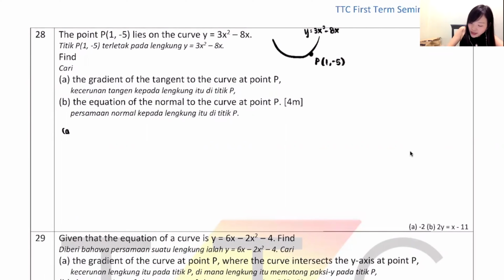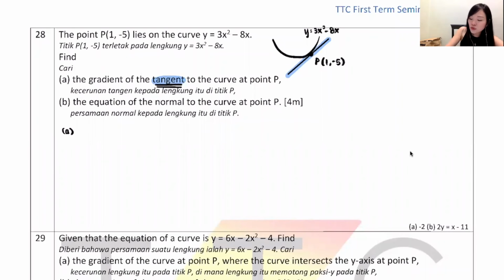So part A, they say what? Find the gradient of the tangent to the curve at point P. So my dear, I saw the word tangent. And all of you know a tangent is a straight line that touches the curve at one point. So now they say they want to find the gradient for the tangent. You know, that means they want to find this blue line.